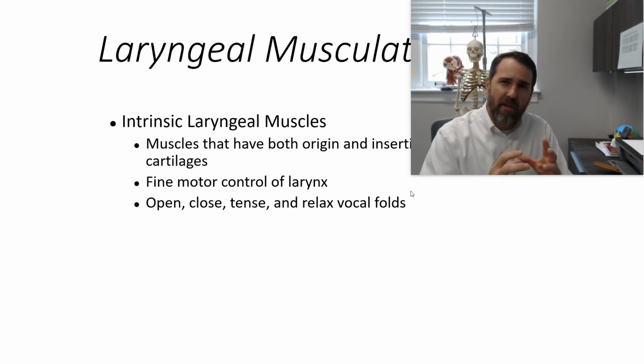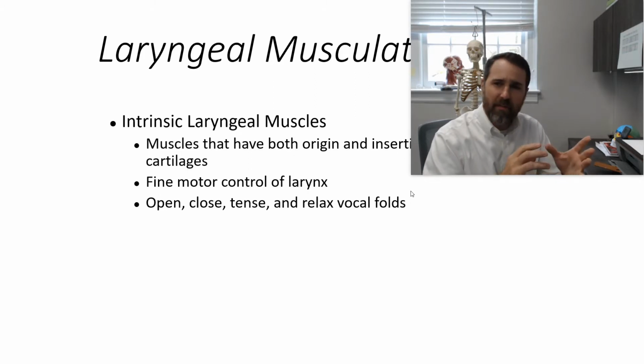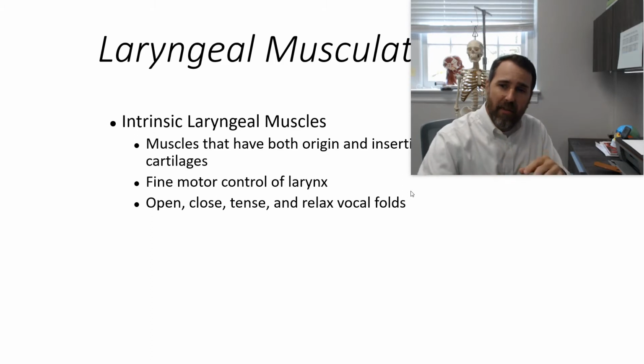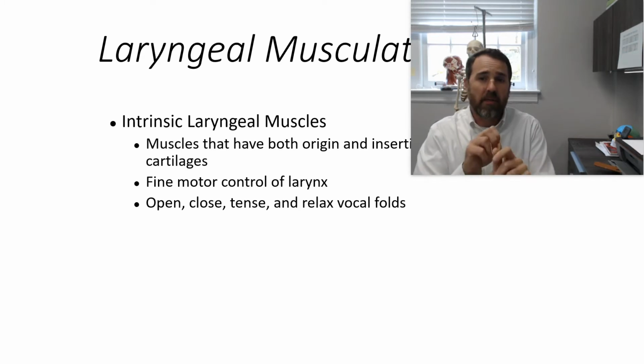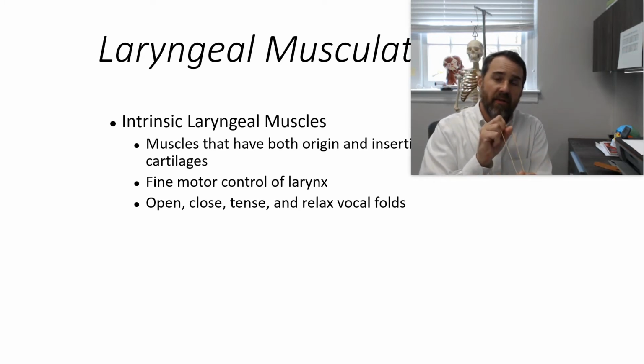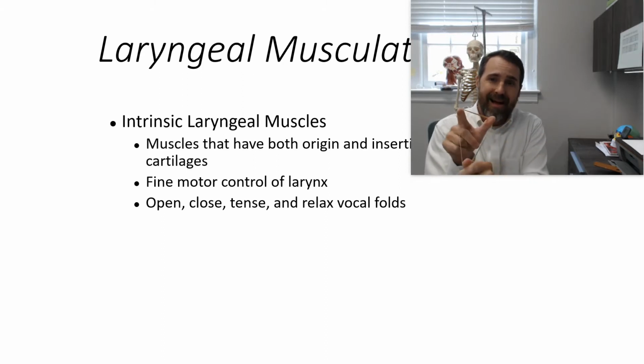So the intrinsic muscles of the larynx, as we said in the previous lecture, are muscles that have both points of attachment on or within the larynx itself. And these are muscles that are responsible for tensing the vocal folds, relaxing the vocal folds, abducting the vocal folds, pulling them apart, and adducting them, meaning pulling them together for phonation.